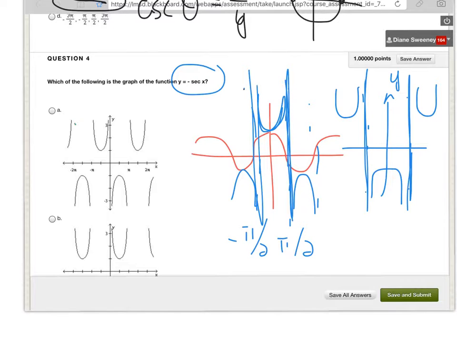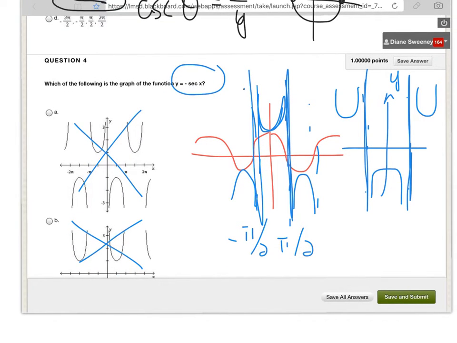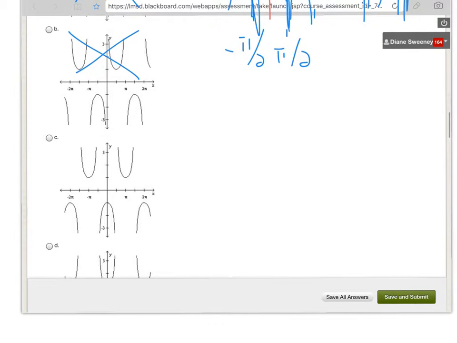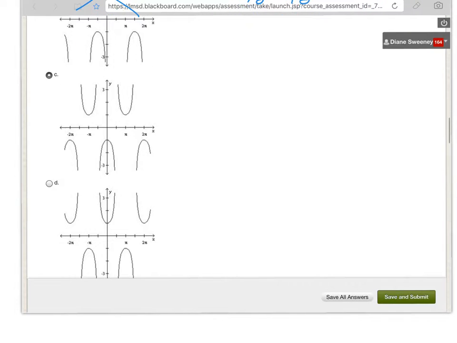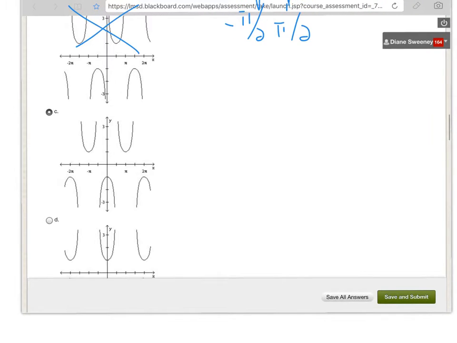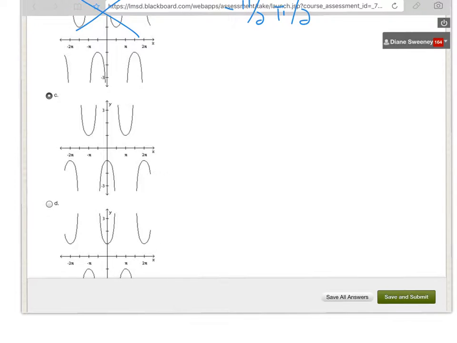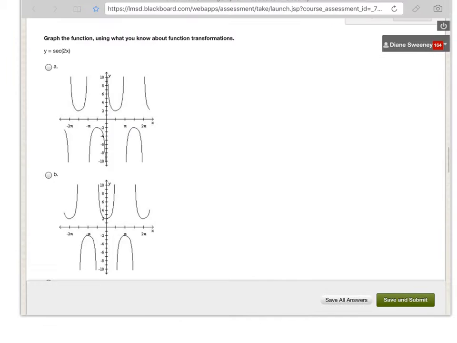So if we look at this, graph A is out. Graph B is out because it's not going to be an even function. If I scroll up, C looks good, and it looks like I have asymptotes where they should be. And D, that looks like the graph of secant, not negative secant. So the answer to this question has got to be C.